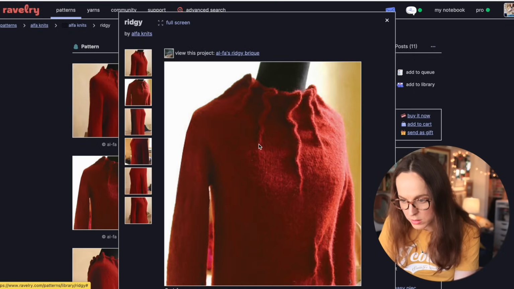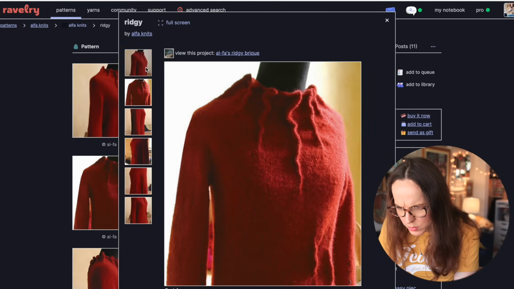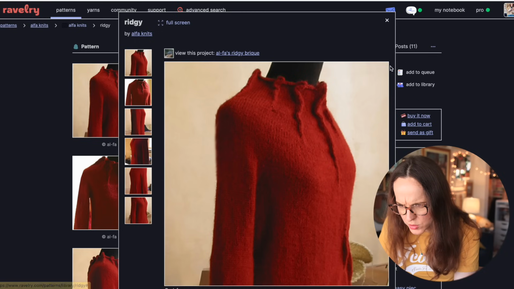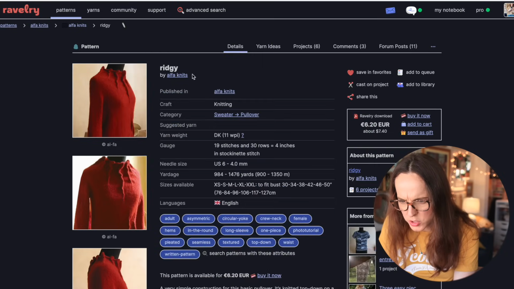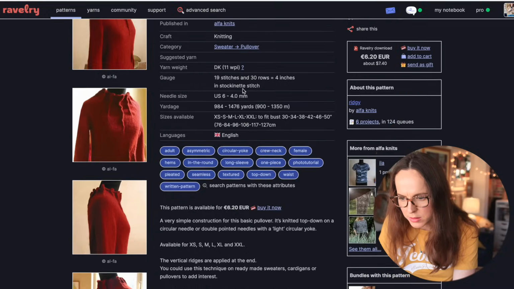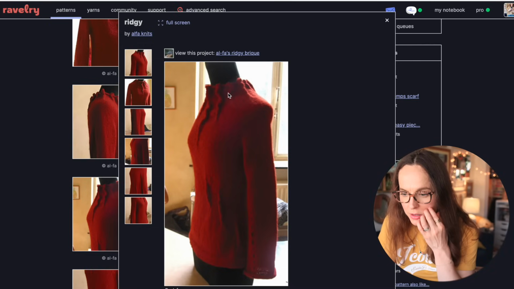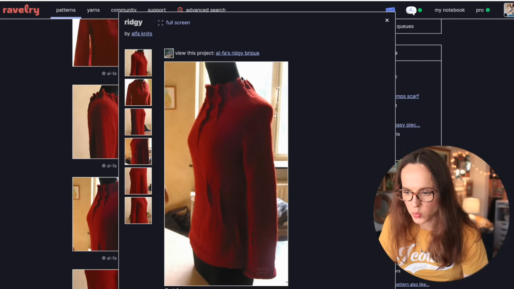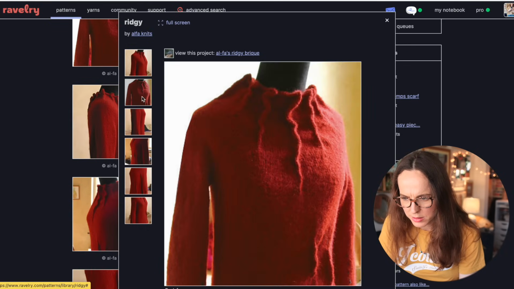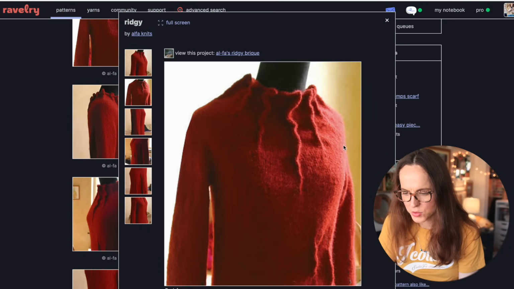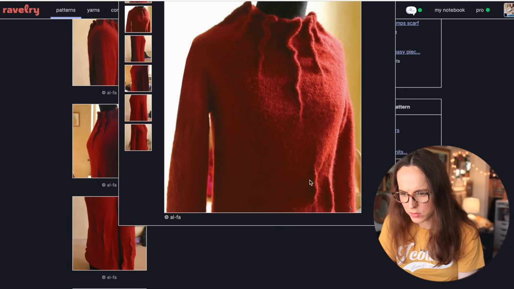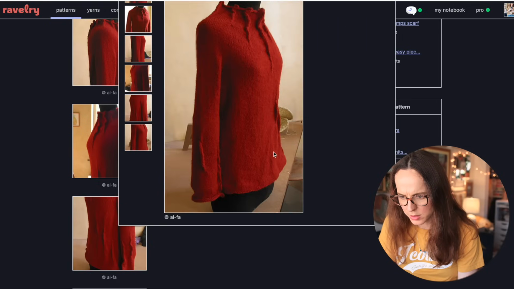Wow. Whoa. Interesting, how very architectural. This is Ridgy by Alpha Knits. I can see why it's called that. To get these ridge textures here, you have to have a circular yoke so that they radiate out from the neckline. Huh, interesting. I don't know how I feel about that. That's really interesting.